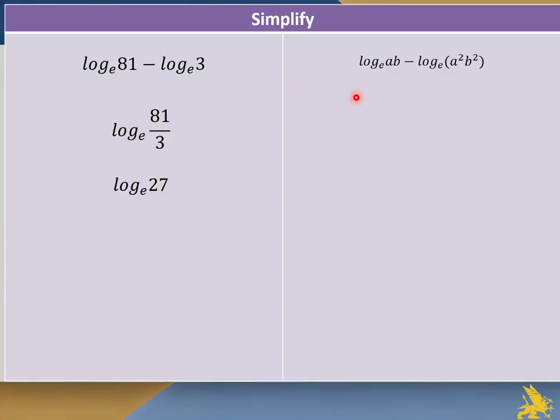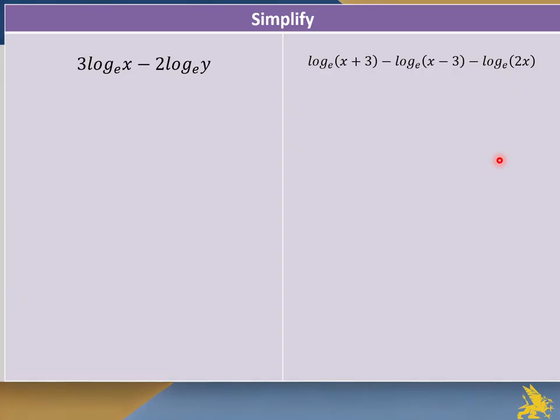And then if we go over to the next one, we've got log base e ab, take away log base e a squared b squared. Well, we're taking away, the bases are the same, so we are just dividing. So we've got ab over a squared b squared. We can simplify this by cancelling out one of the ab's, and that leaves us with log base e 1 over ab.